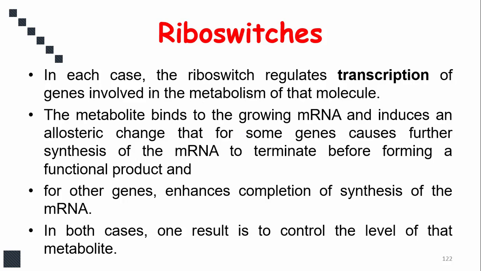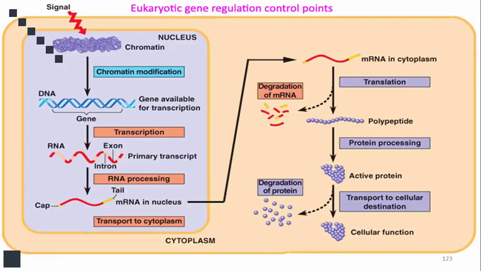The metabolite binds to the growing messenger RNA and induces an allosteric change. Because of that, other genes enhance completion of synthesis of the messenger RNA. And in both cases, one result is to control the level of that metabolite, and your gene will no longer be expressed. Okay, eukaryotic gene regulation control points.